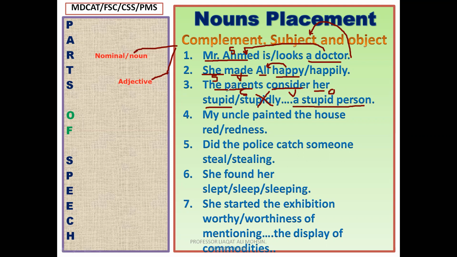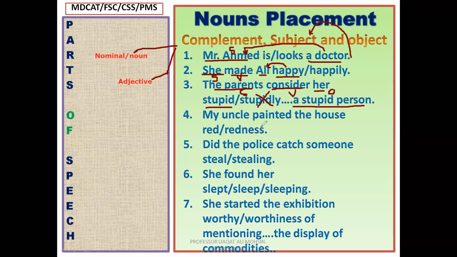Suppose now we read out the whole sentence with the help of this noun. The parents consider her a stupid person. Our parents consider her stupid. Stupid is the adjective. Whenever we write stupid, it is an adjective complement. When we write a stupid person, it is a nominal complement.